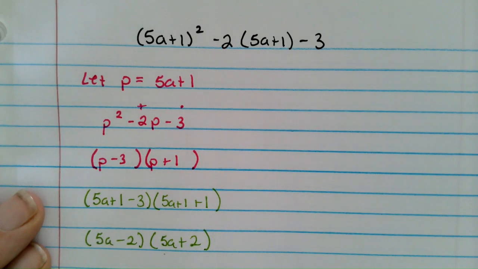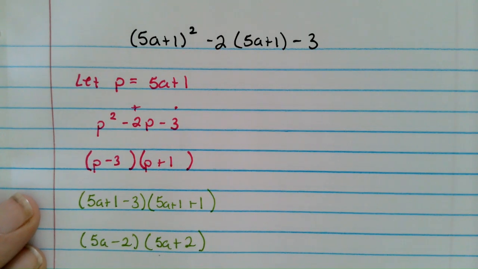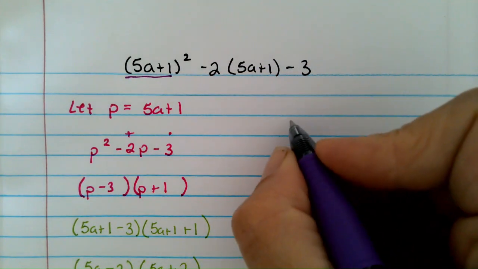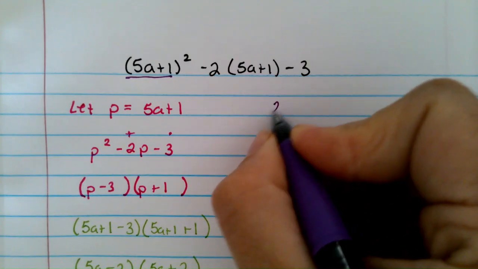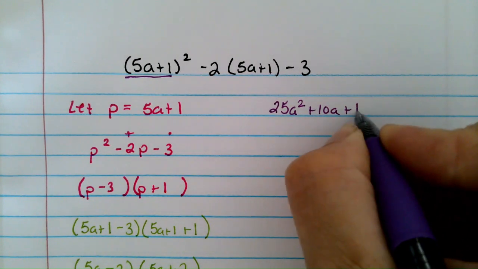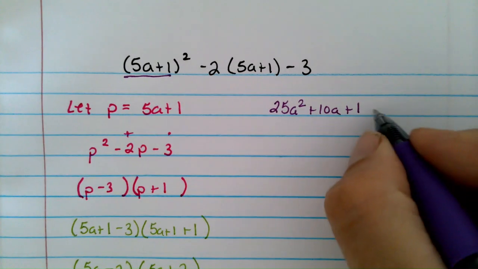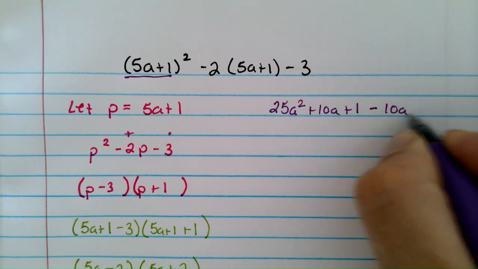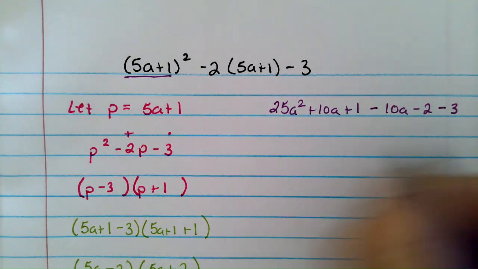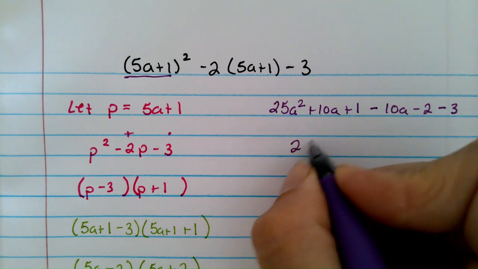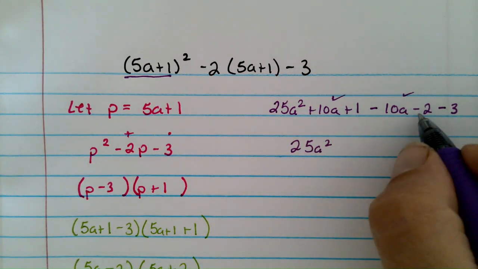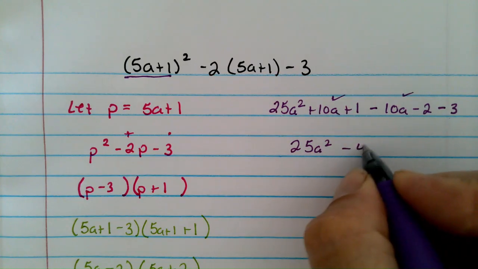Okay, method 2. We're just going to grind this out. So I have to square it, which means I'm going to FOIL it by itself, and I'm going to shorthand this a little bit. 25a squared plus 10a plus 1. I went ahead and combined like terms there. Minus 10a minus 2 minus 3. So that's going to leave us with 25a squared. These are going to cancel. 1 minus 2 minus 3 makes minus 4.